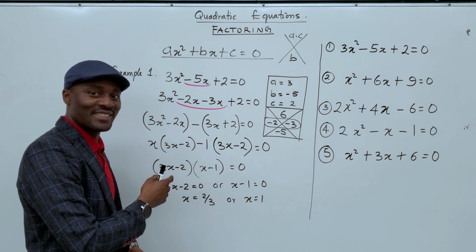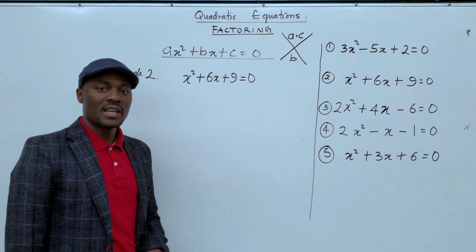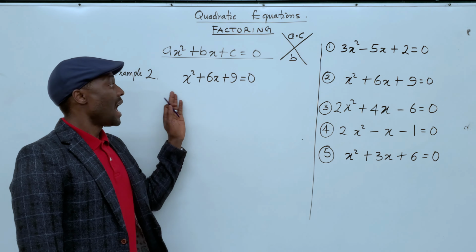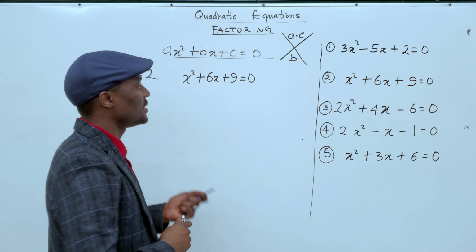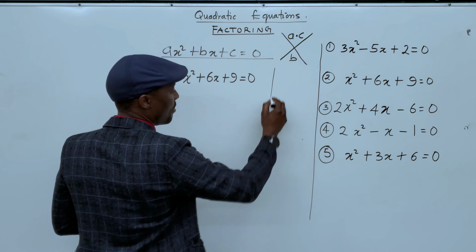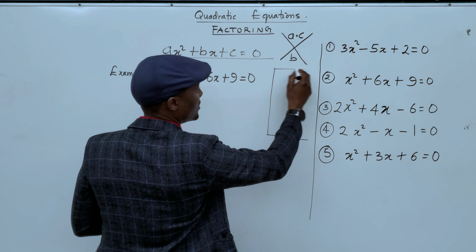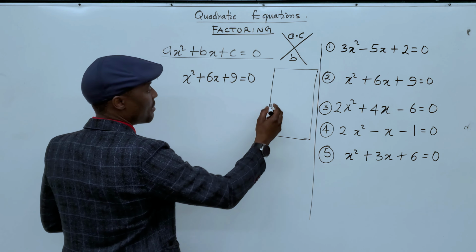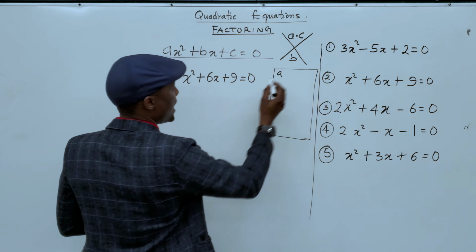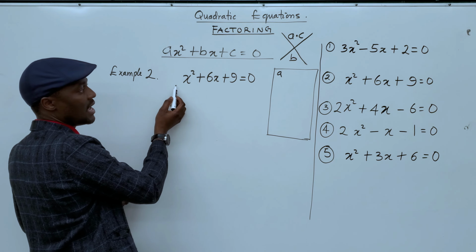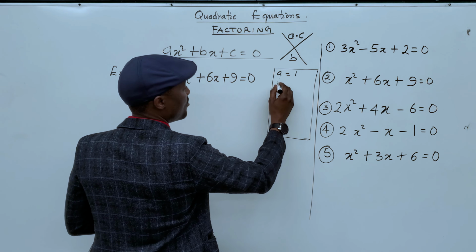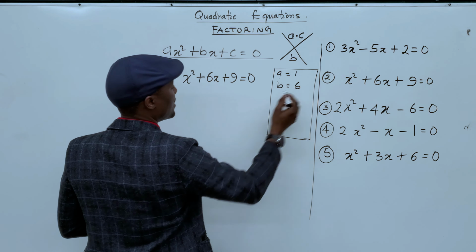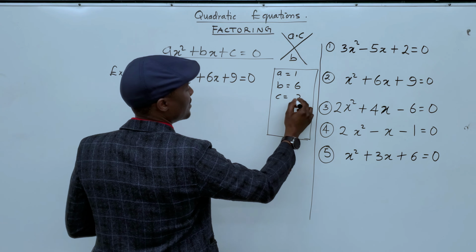Let's get rid of this. So this is our second example. x squared plus 6x plus 9. Let's quickly identify A, B, and C. So we make our box quickly so we can use it for the puzzle. Remember, in this case, A is 1. Okay? Our A equals 1, B equals 6, and C equals 9.